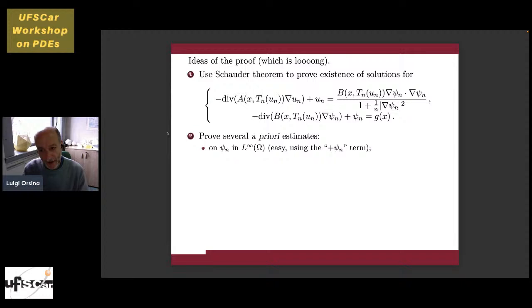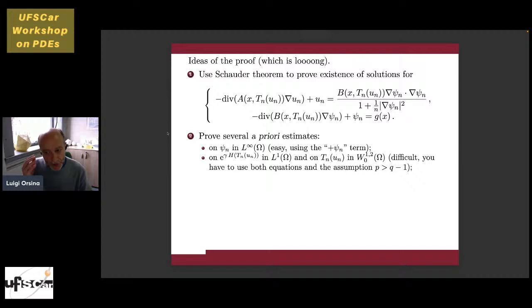The second one, you use only the second equation, you drop the operator, and so you prove the estimate. The third one, which is very difficult, you need to use the two equations, you need to use the assumption, is a proof on e to the gamma h of T_n of u_n. That is to say, you prove that there exists a gamma such that the exponential of gamma h calculated in T_n of u_n is bounded in L1, independently of n, and then on the truncation of u_n in W 1,2 zero. You cannot have an estimate on u_n alone, you have to work on T_n of u_n, but then you manage to find whatever you may need on the sequence u_n, no matter how.